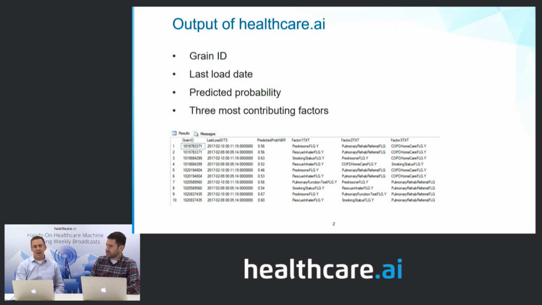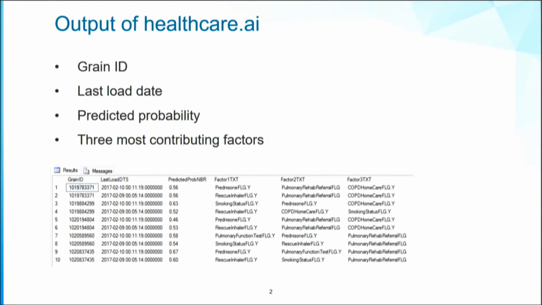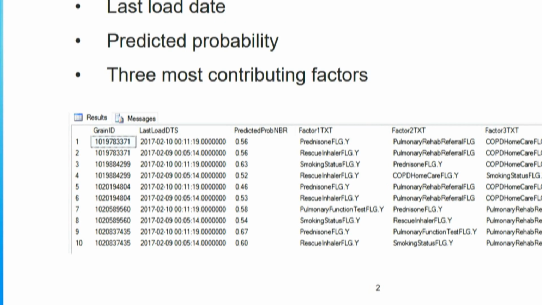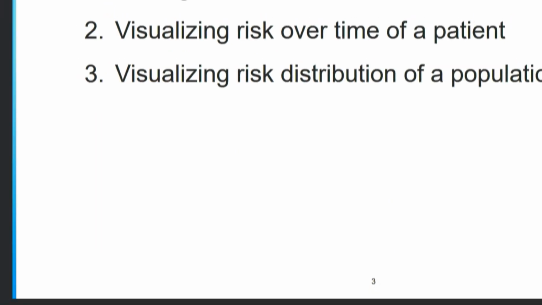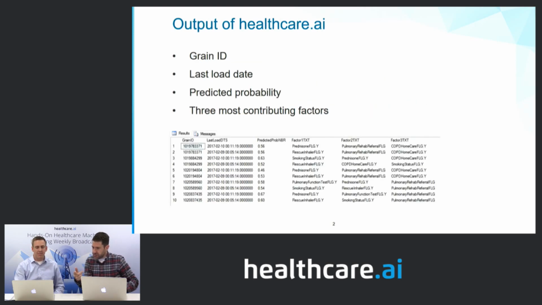In the little example I put on the screen, you could see that there are a couple of grain IDs for each person over 2 different dates, and you can see that the predicted probability can change over time. However, this isn't maybe the best way to visualize it, but this is the output of the model. Yeah, that's a great point. So let's imagine that you've created your model and you've deployed predictions to SQL Server or your other database.